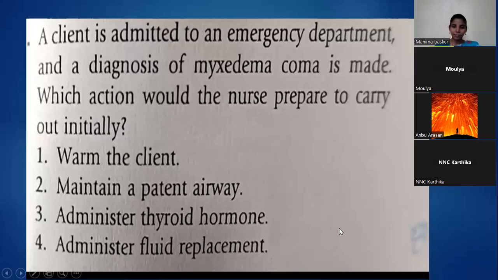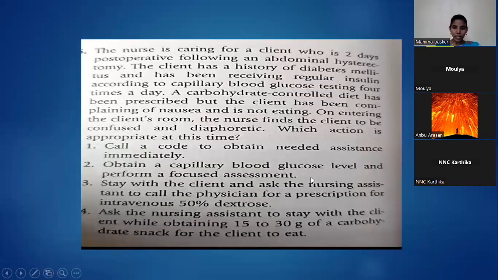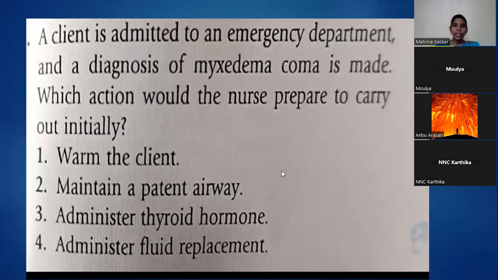Okay, first question. Read the question and try to answer. A client is admitted to the emergency department and a diagnosis of myxedema coma is made. Which action would the nurse prepare to carry out initially? Use the chat box to answer. Warm the client, maintain patent airway, administer thyroid hormone, and administer fluid replacement. Which one will it be? Try to answer. If it is correct or wrong, no problem. Okay, everyone.